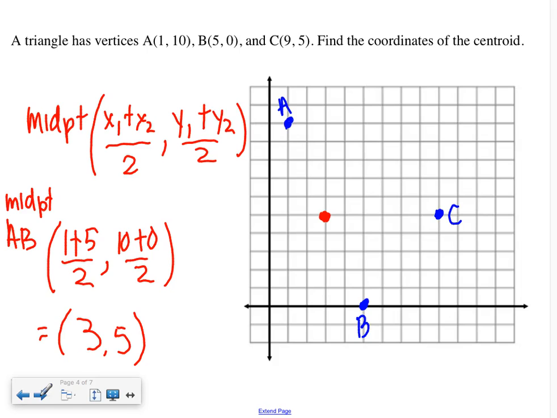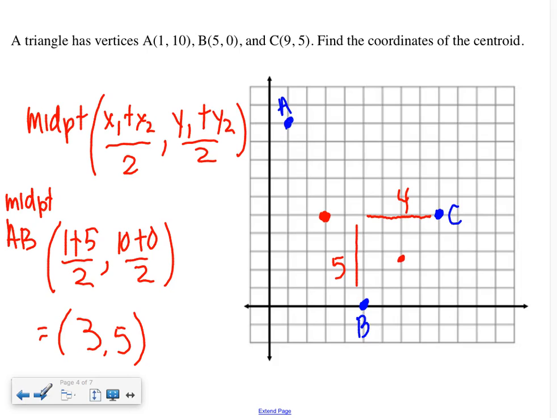So if you wanted to find the midpoint from B to C, how many up do I have to go? 1, 2, 3, 4, 5. And how many over? 1, 2, 3, 4. Okay, what's half of 5? 2.5. So I'm going to go up 2.5. How many over then? 2. 1, 2.